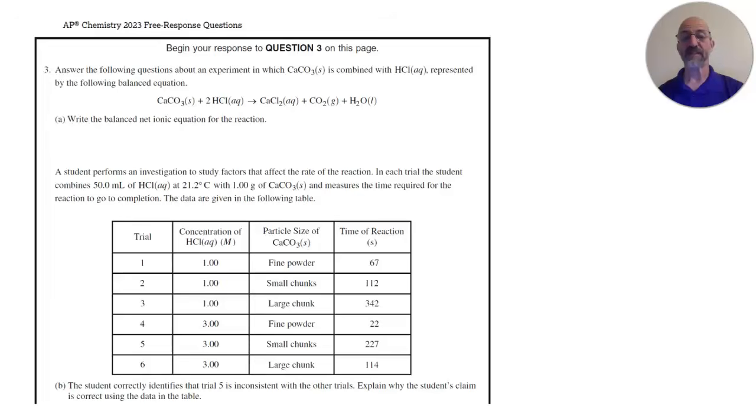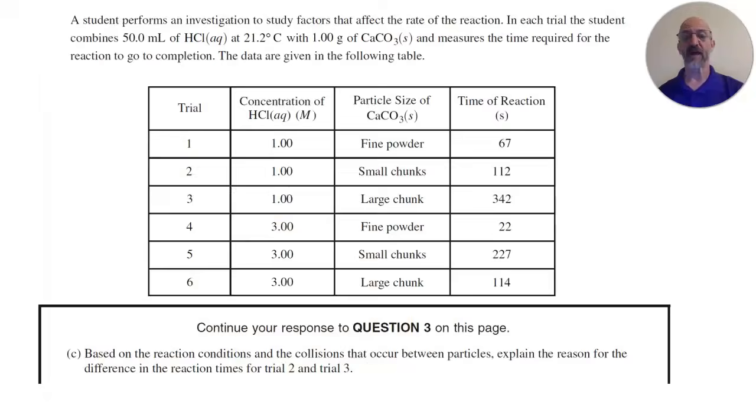And I'm focusing on a table which has a lot more trials. So I modified this particular question for the one that I wrote for this packet, for this episode of AP Chemistry Review and Practice. But go ahead and take a look at the question. You'll see it's very similar. It says, based on the reaction conditions and the collisions that occur between particles, explain the reason for the difference in the reaction times.